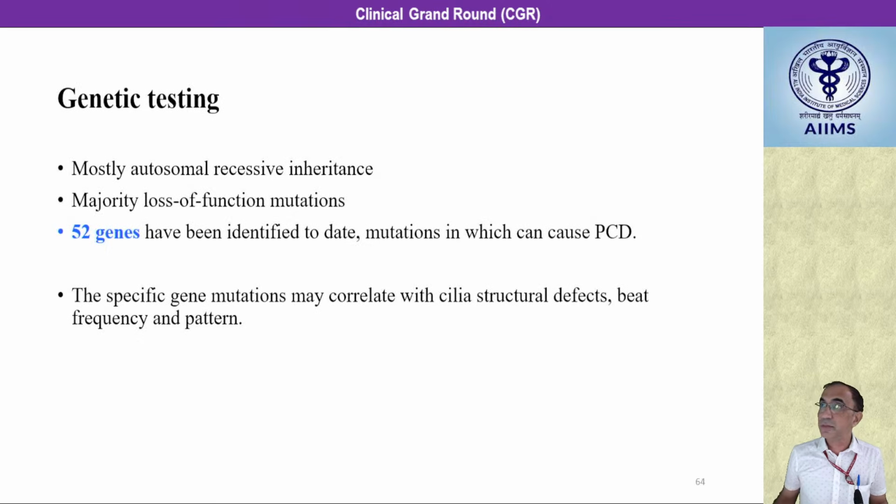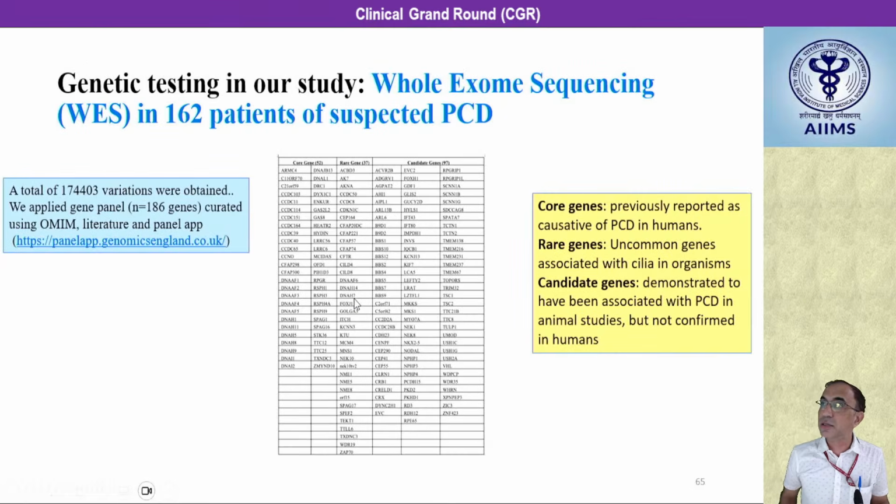Next is the genetic testing. It is mostly autosomal recessive inheritance, but as compared to many other diseases, there are many genes that cause PCD. With time, there is a gradual increase in the number of genes. At present, we have 52 genes in which mutations may cause PCD. And specific gene mutations may have specific findings in the EM and the high-speed microscopy. Here at AIIMS, we performed whole exome sequencing on 162 patients with suspected PCD, and we evaluated 160 genes that we can classify: 4 genes that definitely cause PCD, and the rare genes and candidate genes.